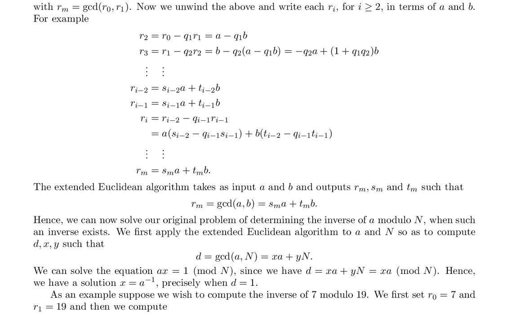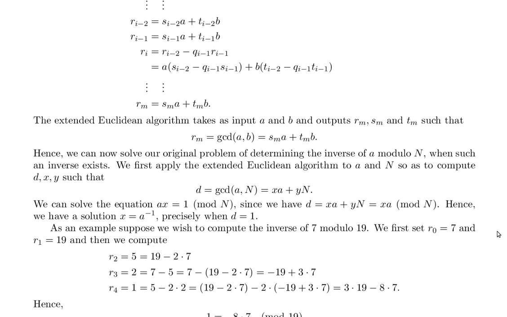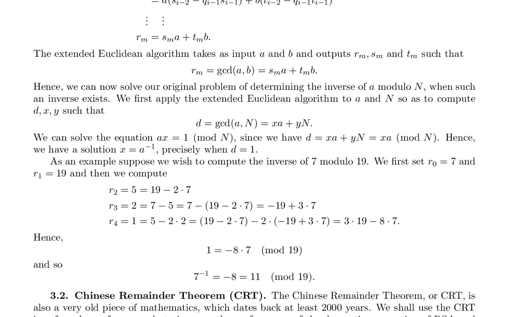Hence, we can now solve our original problem of determining the inverse of a modulo n when such an inverse exists. We first apply the extended Euclidean algorithm to a and n so as to compute d, x, y such that d is the greatest common divisor of a and n, which is x times a plus y times n. So d, the divisor, is xa + yn. We can solve the equation ax = 1 mod n, since we have d = xa + yn = xa (mod n). Hence, we have a solution x = a^{-1} precisely when d equals 1.